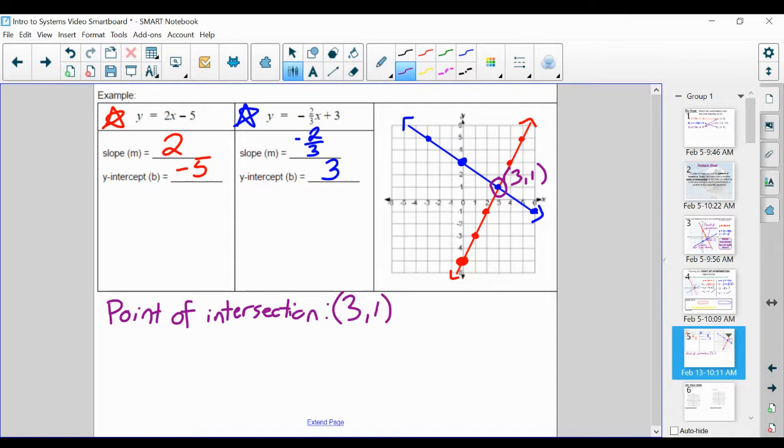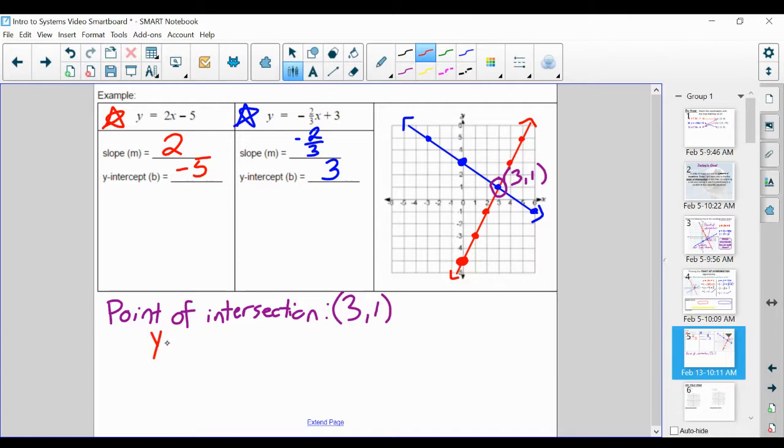Now we have to prove algebraically that it is indeed the point of intersection. Sometimes we're going to mess up with a graph. Sometimes we might misgraph both of the equations. So we really need to make sure that we're checking algebraically to make sure we are correct. Equations are one of the things that we should never get wrong, because we can always check our work. If it's not true, then that means we did something incorrect, which is okay. We just need to go back and fix it. So let's double check and make sure that 3, 1 is the point of intersection.